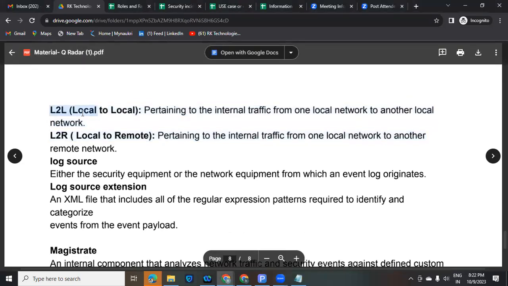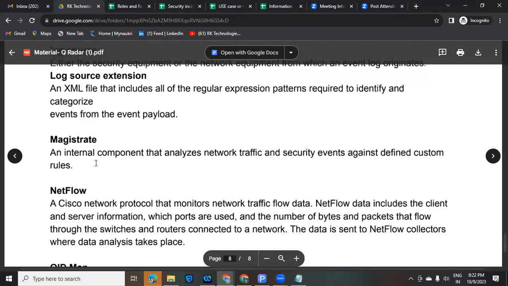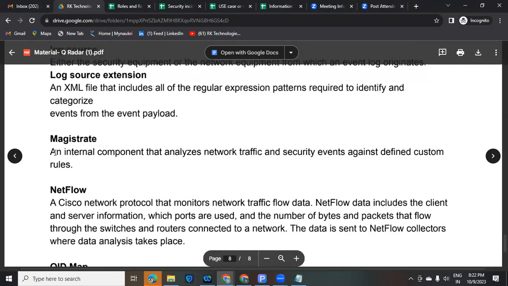That is nothing but local to local or local to remote. If it is a global, local to remote. If it is a local, means local to local only. So what is log source? What is magistrate? This is what I am saying. Magistrate, it's basically, it will identify the overall network traffic against whatever custom rules we created. So that is called magistrate.